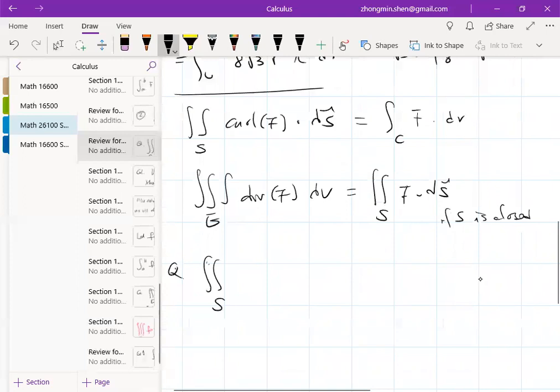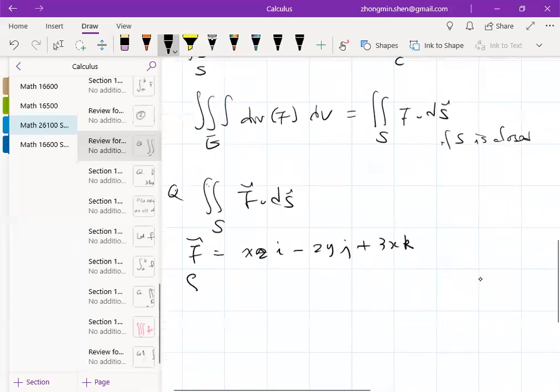Such as this surface integral, where F is x z i minus 2y j plus 3x k, and S is the sphere. So it's closed, and the orientation was outward orientation.